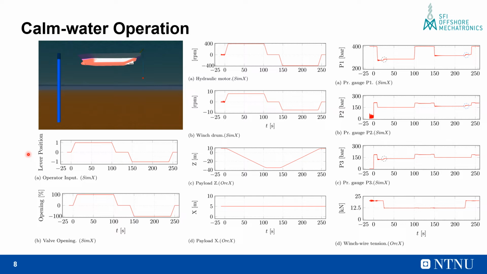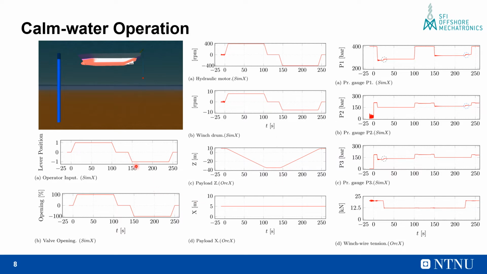The lever position is the operator input which controls the opening of the valve, which in turn controls the RPM of the hydraulic motor, which then dictates the RPM of the winch drum. We see that as the lever position is put to +1, the winch drum rotates with +8 RPM in the positive direction, and this lowers the load. As the lever position is brought to the 0 value, we see that the winch drum is locked at 0 RPM, and so the load is held constant at the predefined depth.